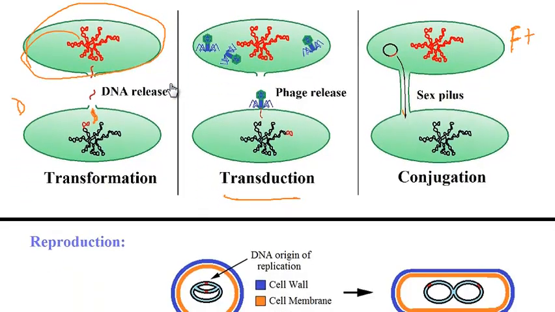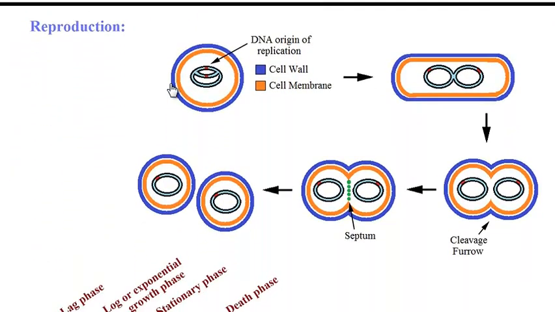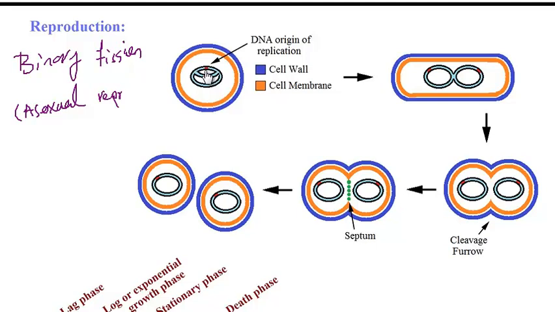Okay, next let's go over the mode of reproduction in bacteria. We already discussed that bacteria replicate by binary fission, or in other words, asexual reproduction. So here you're having binary fission or asexual reproduction, versus eukaryotic cells that are dependent on mitosis or meiosis. So now let's focus on binary fission right here.